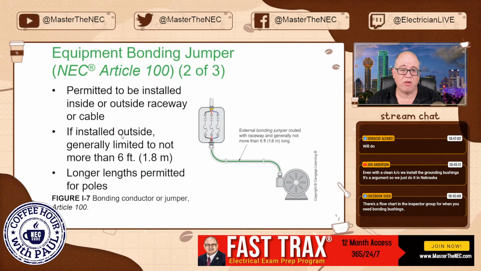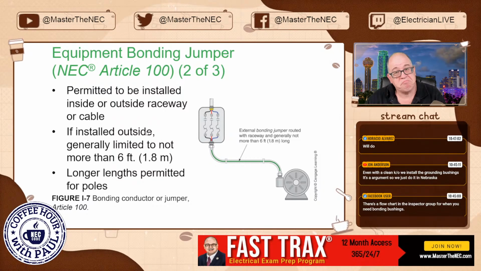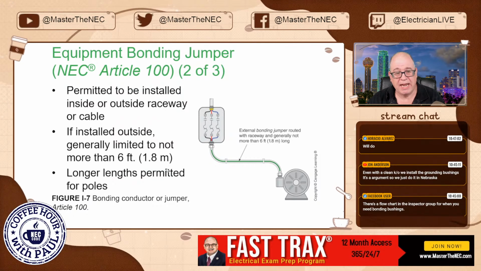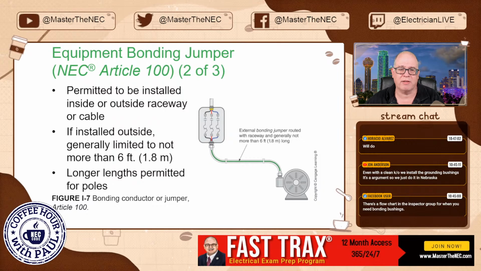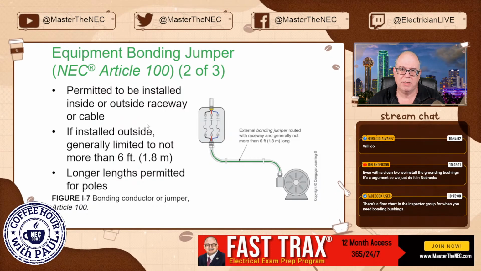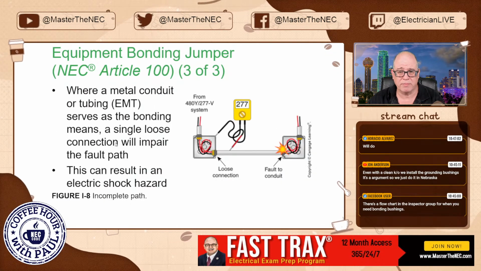If it's installed outside, then it's limited to 6 feet, okay? If it's inside, it's not going to be limited to 6 feet. Outside, it is. And if you're doing it out on poles outside, then you do have allowances in the code to be longer than 6 feet. And when we get there, we're going to talk about that in more detail. We're really just focusing on jumpers and understanding where you can have them and what they're there for, okay?